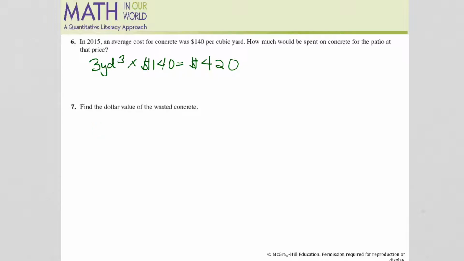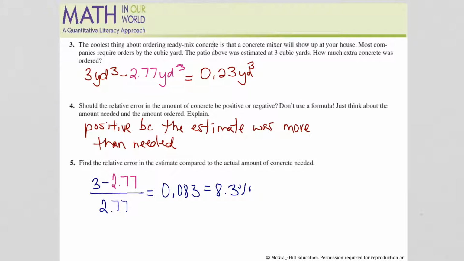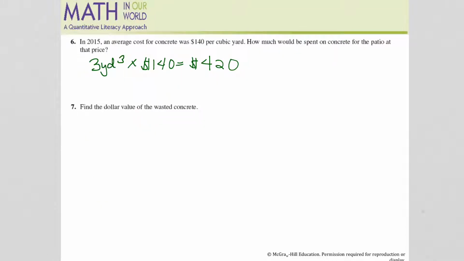So we didn't use 0.23. Multiply that by how much per yard. And so we spent $32.20 on concrete we didn't need. And that's the end of this lesson.